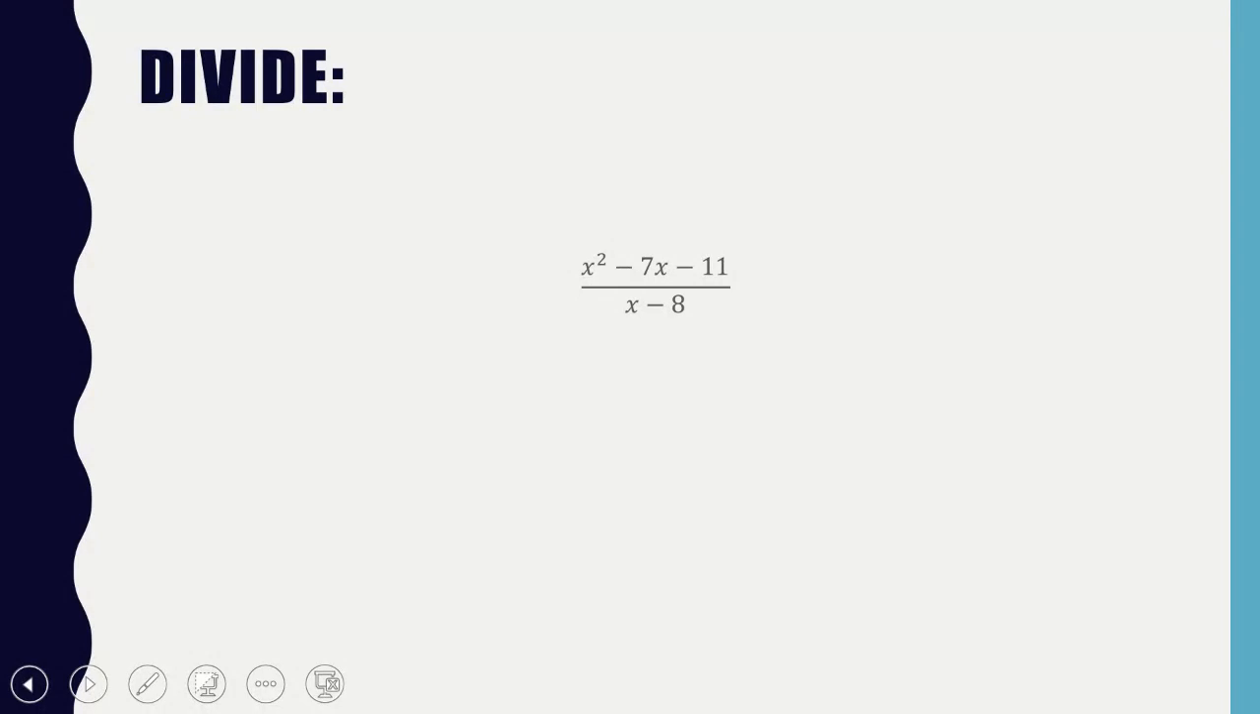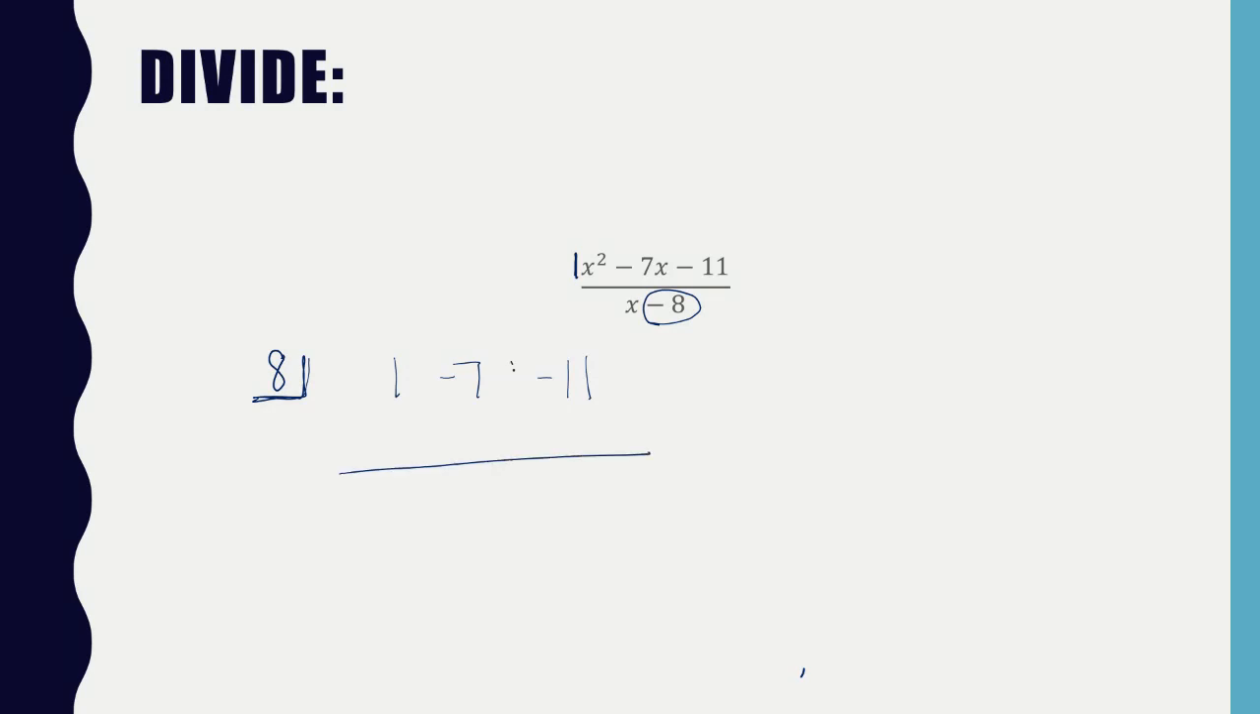Let's go through how to actually divide using synthetic division. We're going to take the top number and pull all of the coefficients. Remember that if there is not a coefficient, it's understood to be a 1. And we're going to do 1, -7, -11. Over here to the left, I'm going to take what I'm dividing by, which is the opposite of the number with x. So in this case, +8. Then I'm going to write my line. This is going to help me keep my information straight.